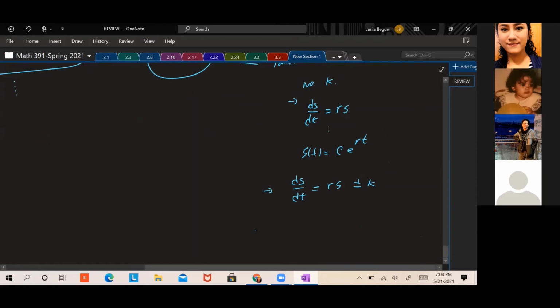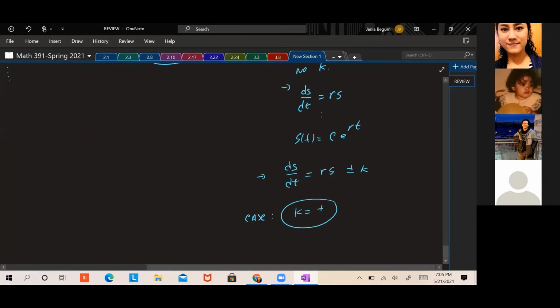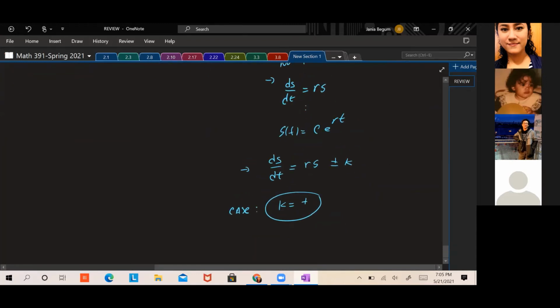Let's say K is positive. I remember. I think I remember for deposit, that's with plus K, right? Right, that's plus K, because you're earning money. Yeah, I just memorized them. So S of t would become c times e to the rt minus k over r. For plus, deposit, right? Yeah, so it'll be minus k over r.